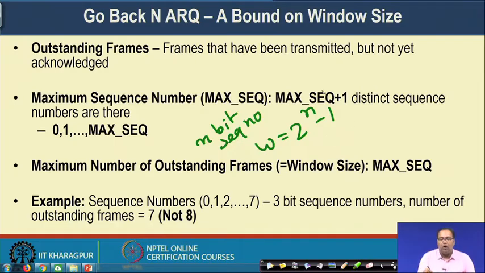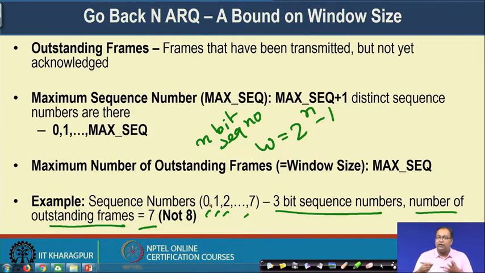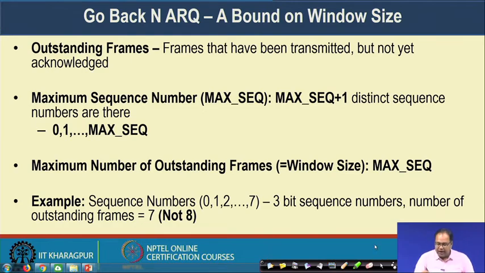So, you can see that it is always 1 less than the total number of distinct sequence numbers that you have. For example, if your sequence numbers are from 0 to 7, that means you are using 3 bit sequence numbers, so you can have a maximum number of outstanding frames equal to 7. Your window size can be 7 and not 8. You have 8 distinct sequence numbers here from 0 to 7, but we are not making the window size equal to 8, rather we are making it equal to 7. So, let us see why my window size is equal to max sequence and not max sequence plus 1, although I have max sequence plus 1 distinct sequence numbers.